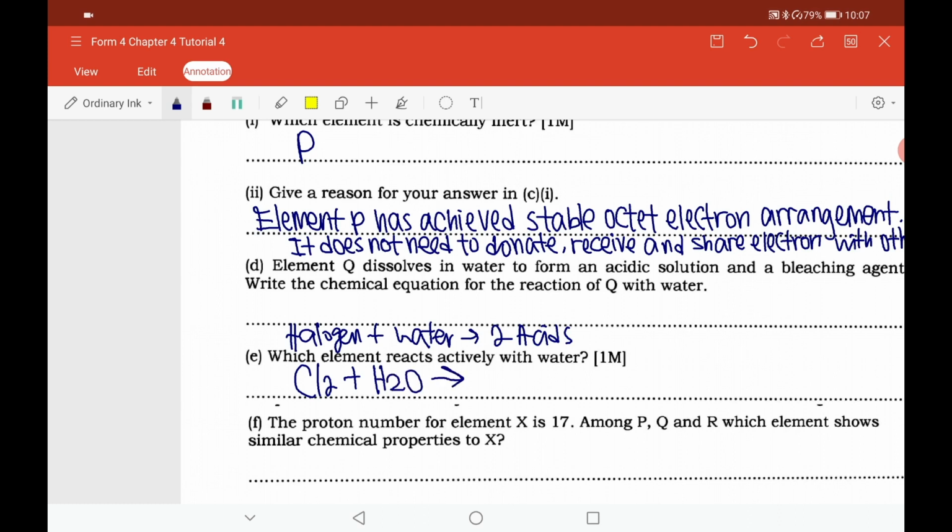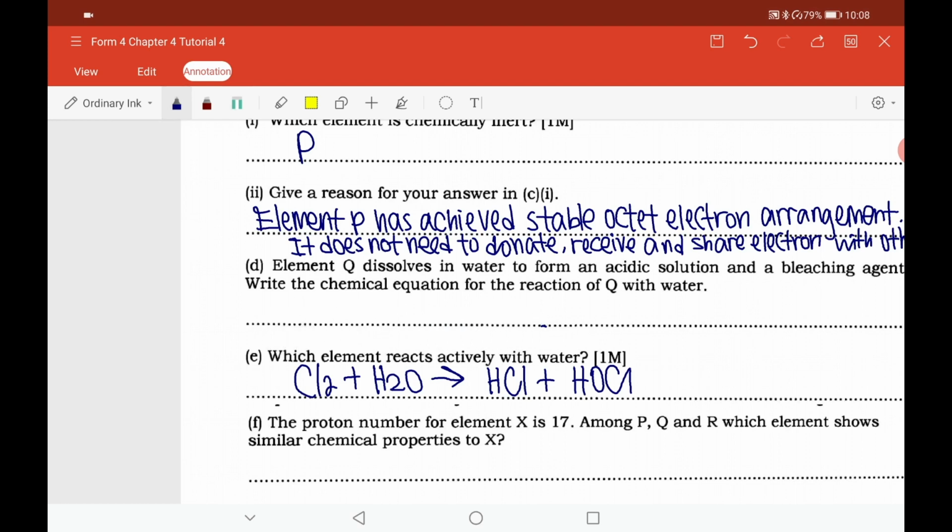So you form 2 acids. Acid always has H. So you have HCl, another one, copy back HCl, and you add an O in the middle. So this is the equation when chlorine reacts with water.